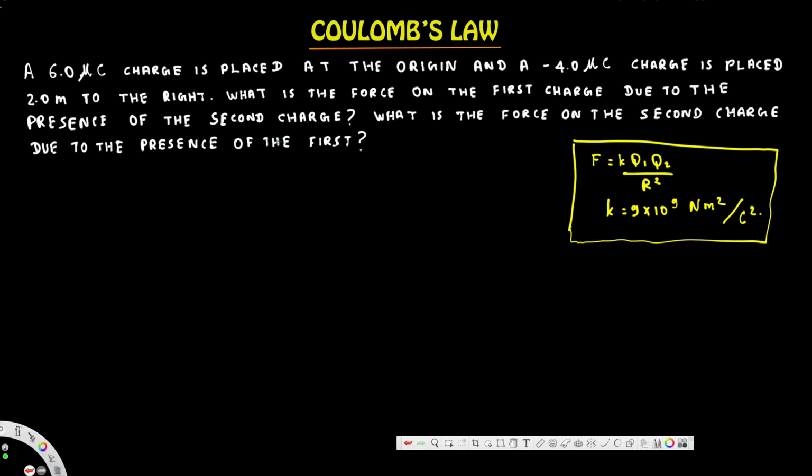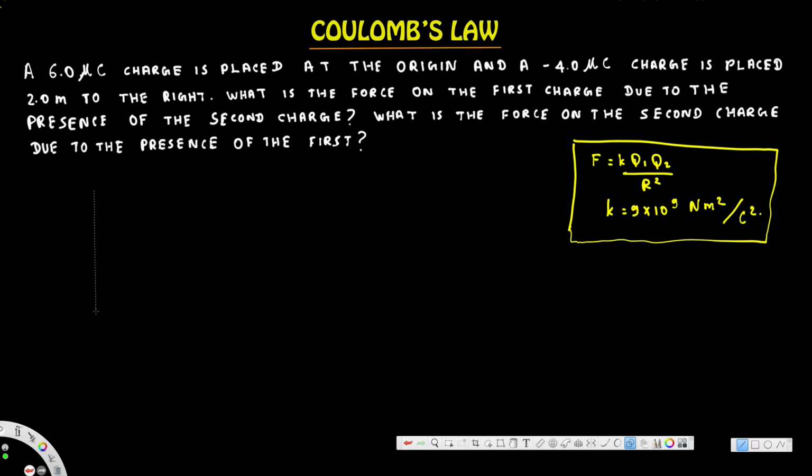Okay, now in order to do this problem, let's go ahead and draw the diagram. Here we have two different charges: the first is positive and the second one is negative, and they are saying that this negative 4 is placed 2 meters right of the first one. The first one is placed at the origin. Okay, so these are the pieces of information we know. Let's go ahead and draw that.